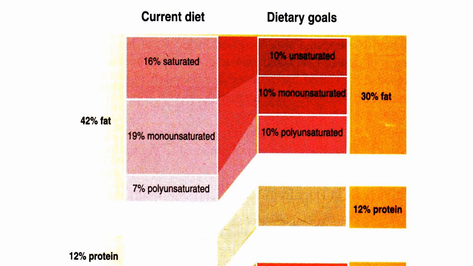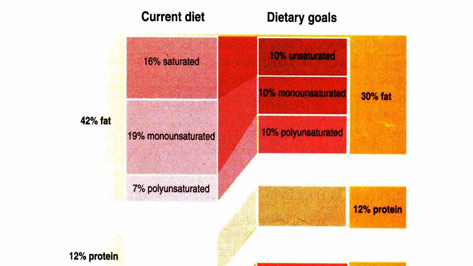This last slide is about what should be the proportion of the macromolecules in optimal nutrition. The current diet shows that 42% of our dietary content is from fats, and out of this 42%, 16% is saturated fatty acids, 19% is monounsaturated, and only 7% is polyunsaturated. But for the future, they have recommended that the energy content of the lipids should be only 30%, 12% should be protein, and the rest, 58%, should be from complex carbohydrate.